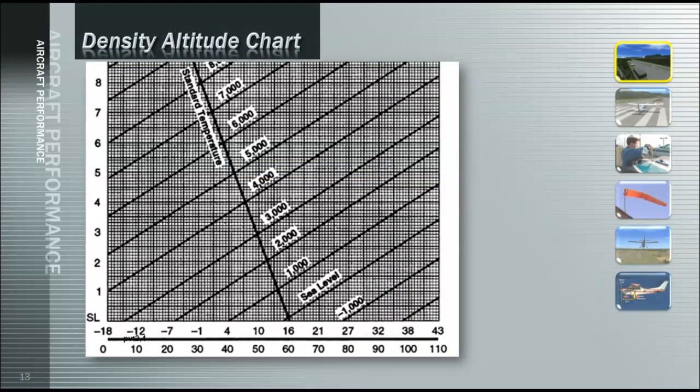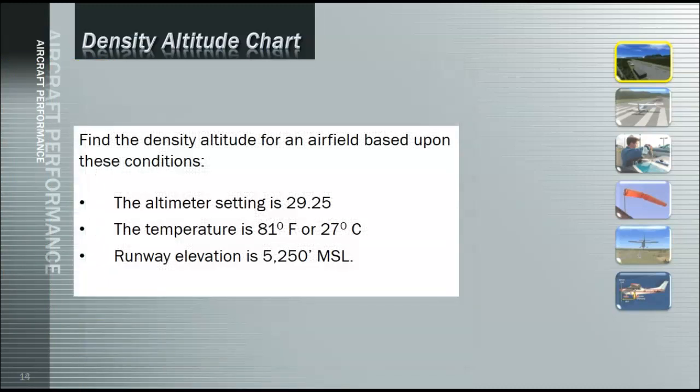This is a density altitude chart that shows temperature at the bottom. Density altitude is shown on the left side, and then each of these lines is pressure altitude. So you determine your pressure altitude, and then you find the temperature at the bottom. You draw a line up to your pressure altitude and over to your density altitude. So let's find the density altitude for an airfield based on an altimeter setting of 29.25. Temperature is 81 degrees Fahrenheit or 27 degrees Celsius, and runway elevation is 5,250 feet.